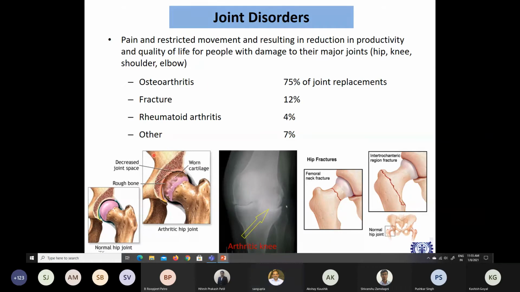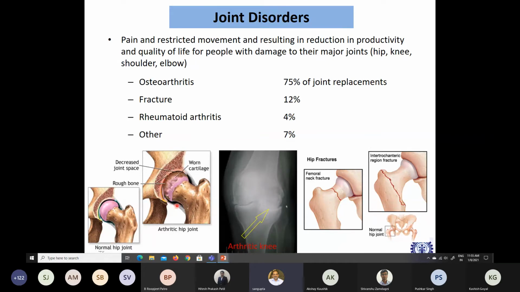Okay, you can see on the left a normal hip joint. You see how nicely the pink one, we are trying to highlight the cartilage, is covering the hip bone, the femur, and it is articulating in the acetabular cavity. So this is a normal hip joint.